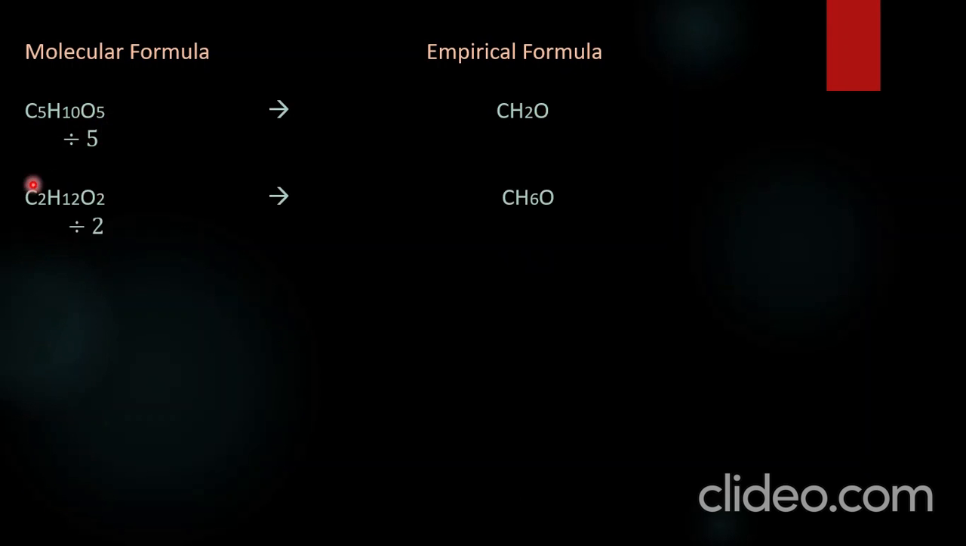We do the same thing for the second example, C2H12O2. We divide all these 3 numbers by 2 to find its empirical formula, which gives us CH6O.